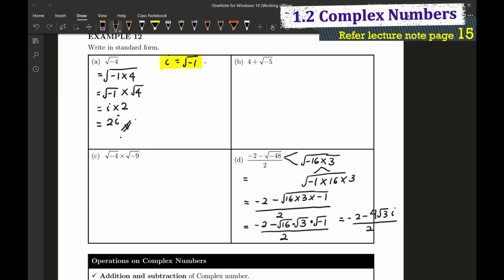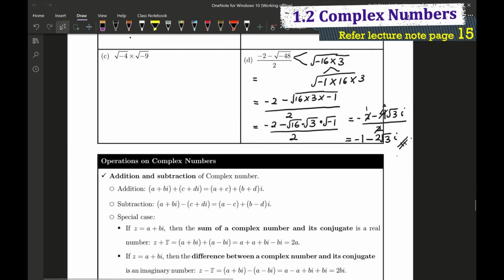Okay, is that the final answer? Not yet, because final answer means very final. You cannot do anything anymore. So now, as we can see, this one becomes 1, this one becomes 2. So our final answer is negative 1 minus 2 square root of 3 i. Okay, so that is the final answer. We cannot simplify it anymore. Okay. Now we go to operations involving complex numbers.